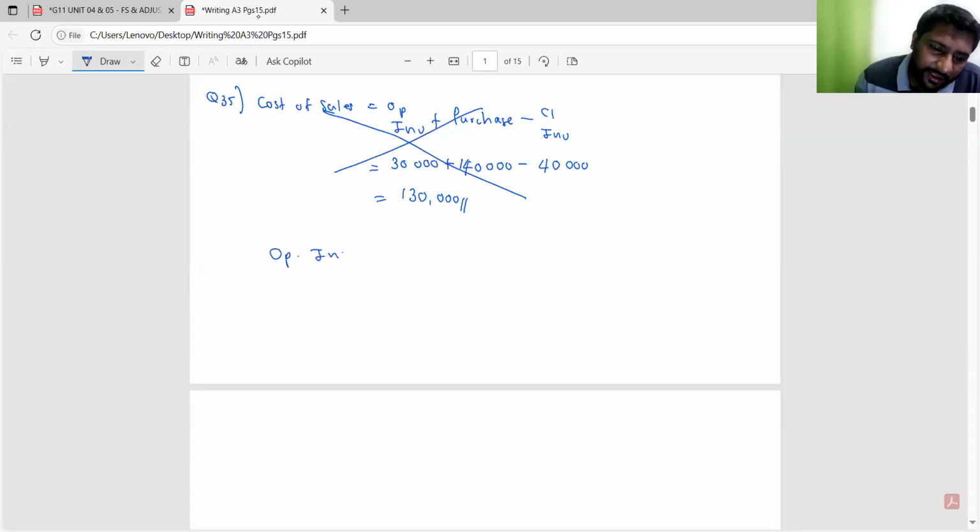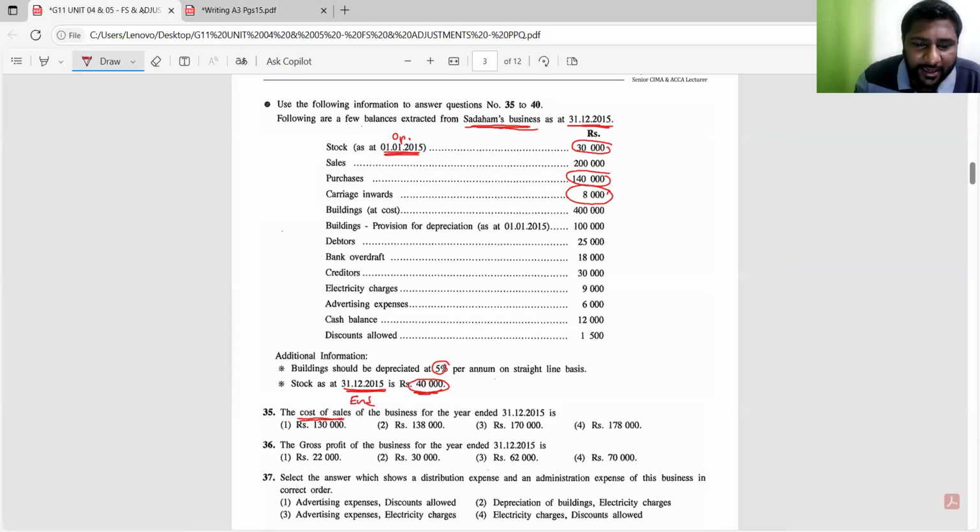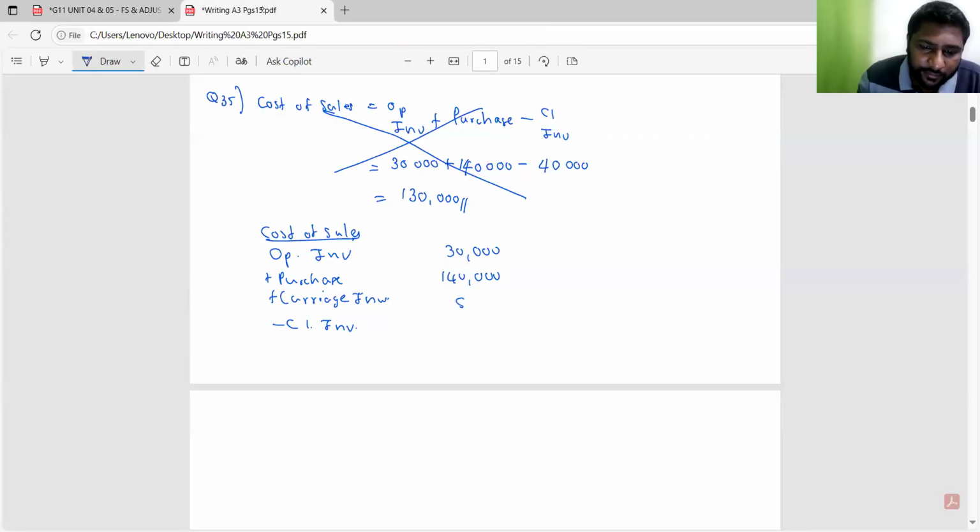Opening inventory plus purchases plus carriage inwards minus closing inventory. This one will give you the cost of sales. 30,000, 140,000, carriage inwards 8,000, 40,000.